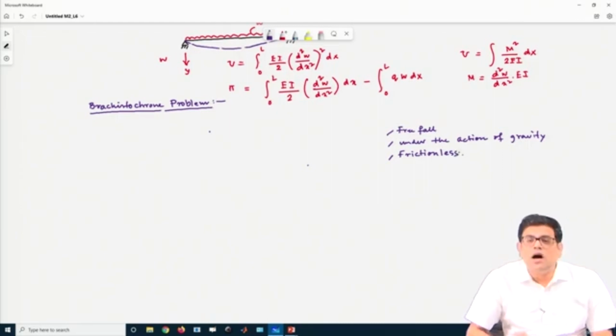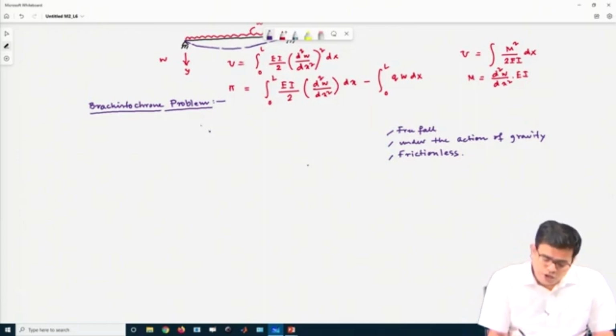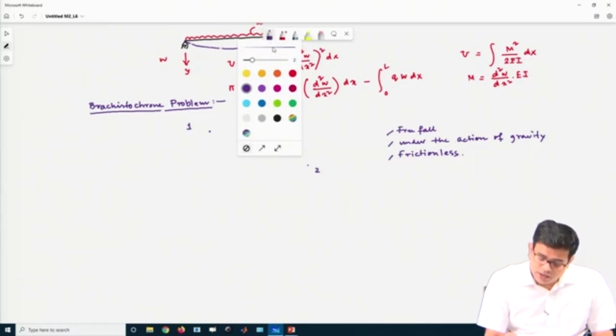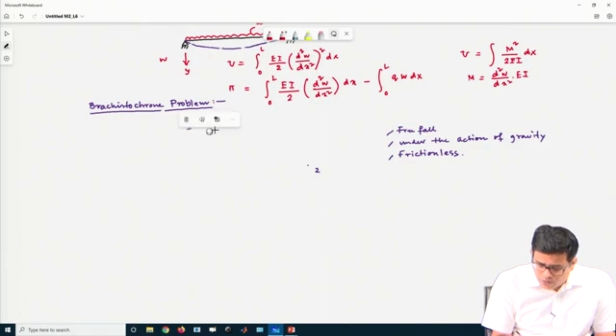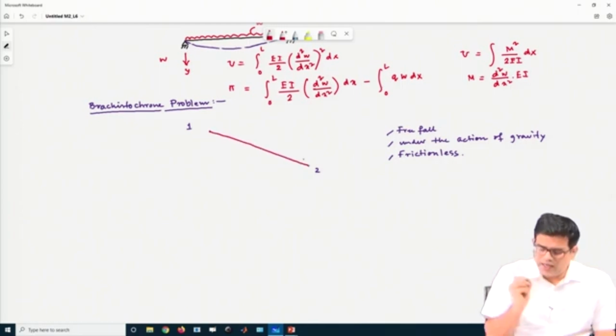So what will be the path if I release this particle from point 1 and point 2? Some of you may think that it will just fall downwards in a straight line, or some of you may think like this. For instance, it may be like this.